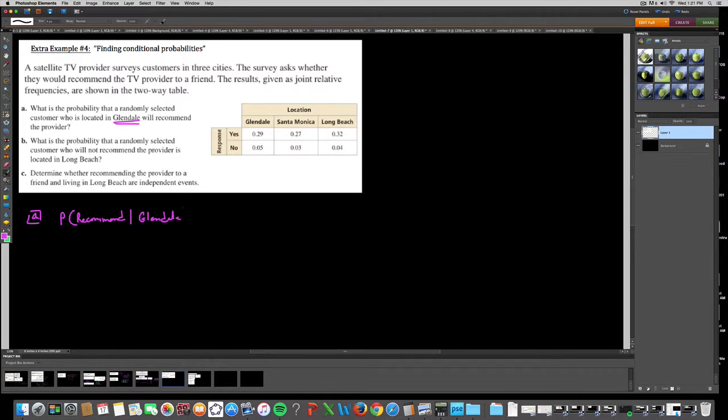So when we rewrite this, I'm going to abbreviate a little bit. Remember that the probability of an event B occurring after an event A has already occurred, given that A already happened, is the probability of A and B. You notice that A and B switch around from one side of the equation to the next, and this is all over the probability of A, our first event. So the probability recommended given that they live in Glendale would be the probability of Glendale and recommended, all over the probability that they live in Glendale.